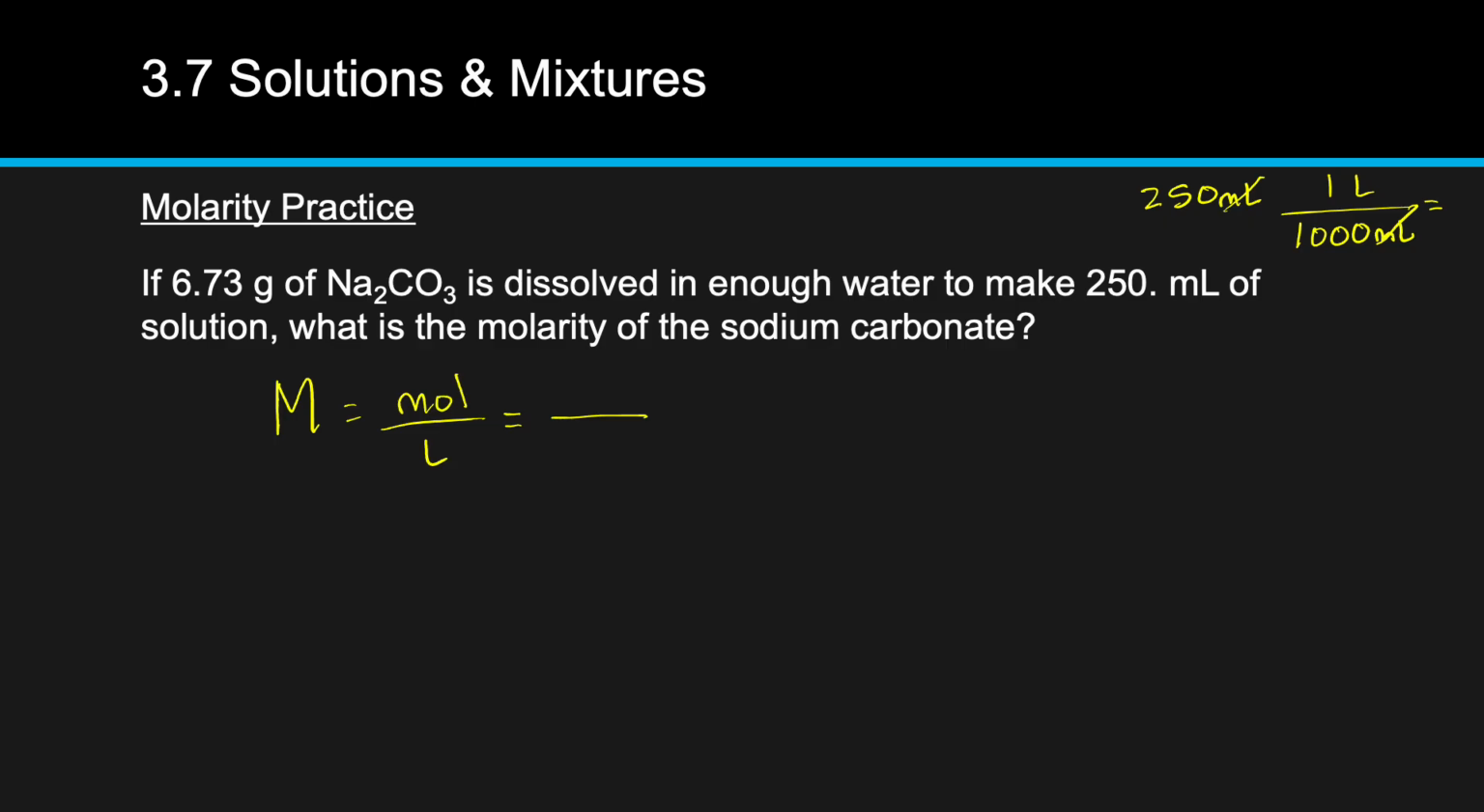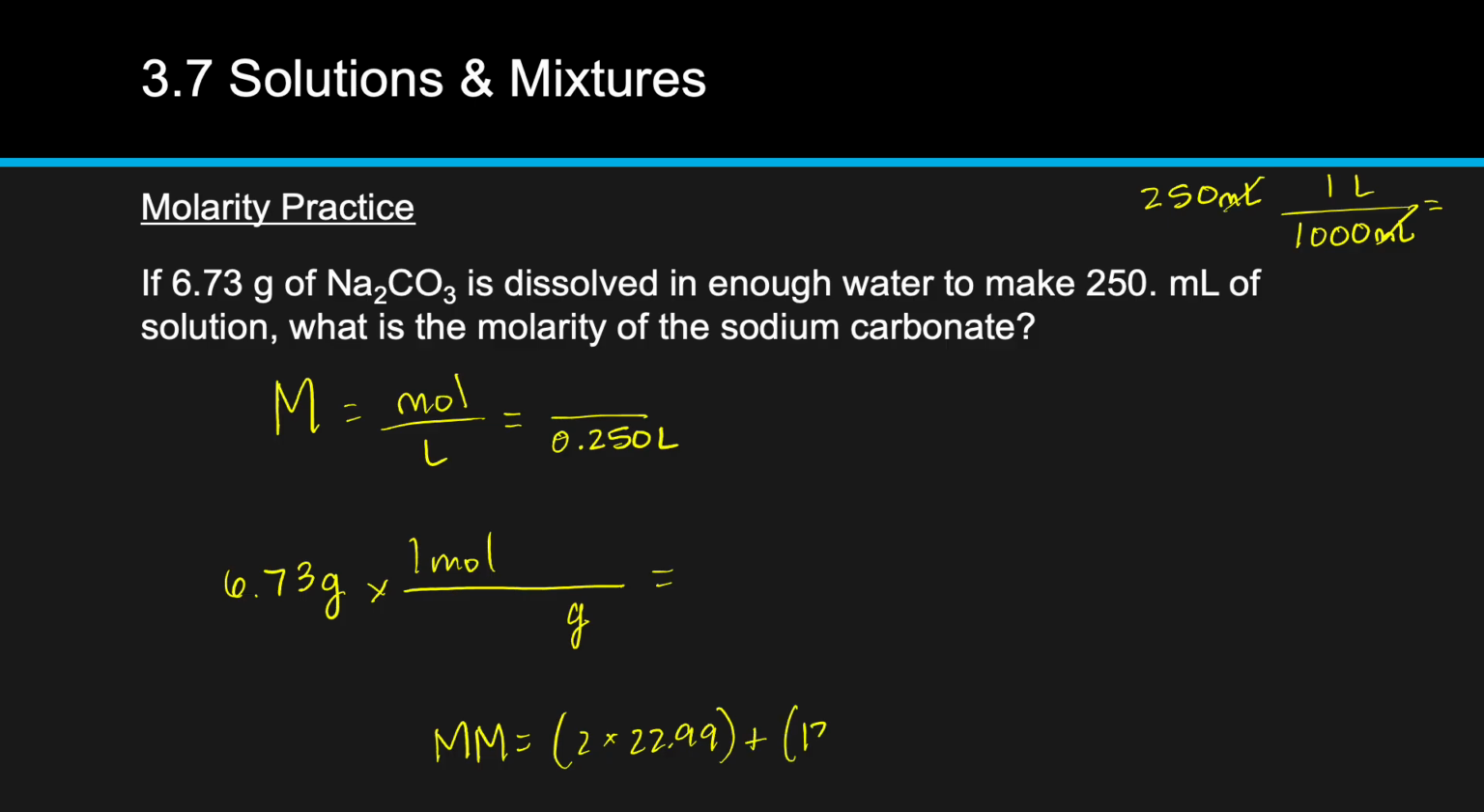So our liters of solution would be 0.250 liters. Now we need to get the moles of our solute. Now we know we have 6.73 grams of our solute, and we need to convert that to moles by dividing by the molar mass. So in 1 mole of our compound, we have the molar mass of that compound. In order to get the molar mass of sodium carbonate, we need to add up all of our values from the periodic table. So molar mass, we have 2 times 22.99 plus carbon, which is 12.01, plus 3 oxygens, which is 16 each. And that gives us a molar mass of 105.99 grams per mole.